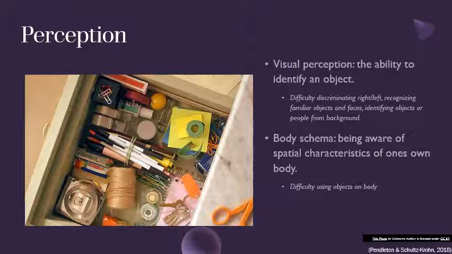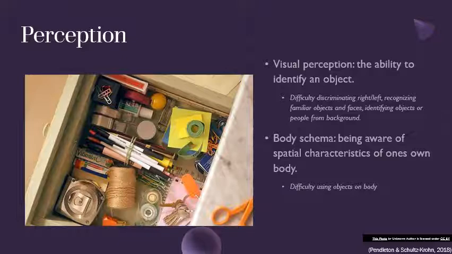In this image, can you tell what the green circle is with the yellow background? For someone with visual perception difficulties, they may have a hard time identifying it as a tape measure or that it is on top of a stack of paper.